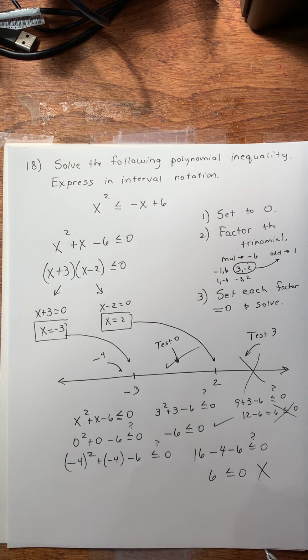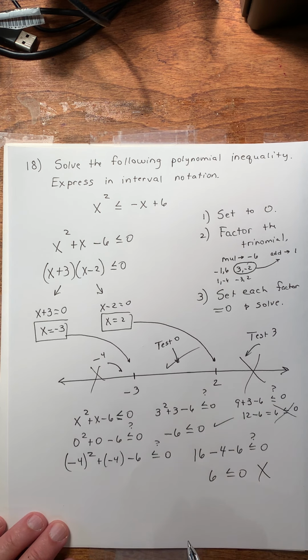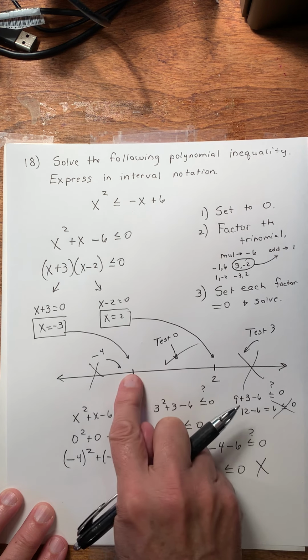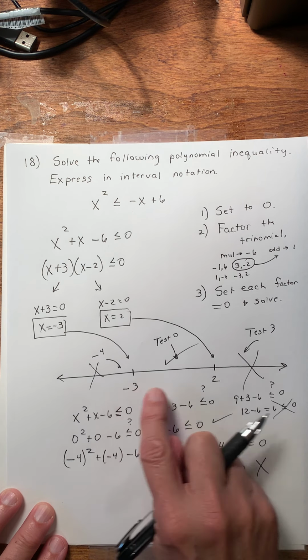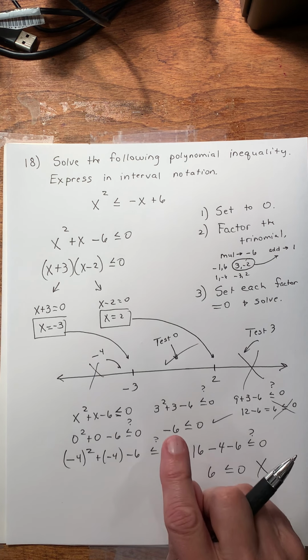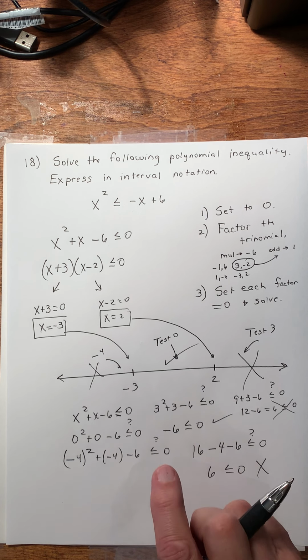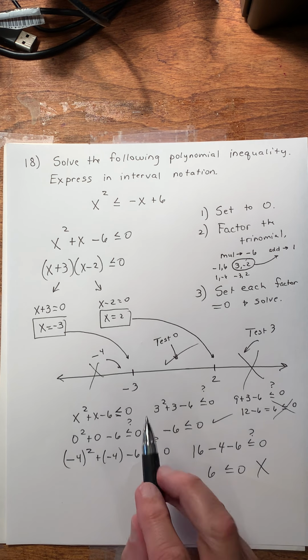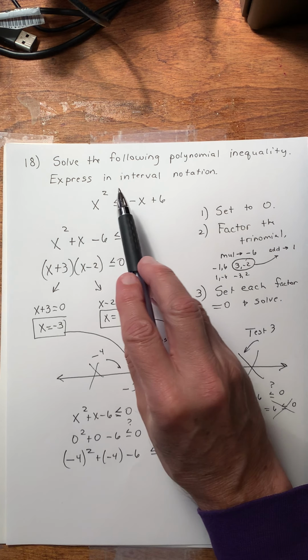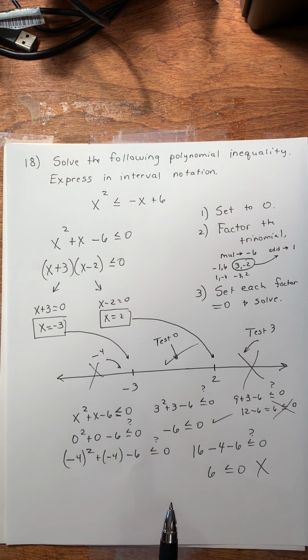No. That's a false statement. This guy does not work. So my solution set is right here, from negative 3 to positive 2. Now watch carefully, because this is going to be the difference between a correct and an incorrect answer. Am I going to use parentheses or brackets for my interval notation? My inequality symbol will tell me.